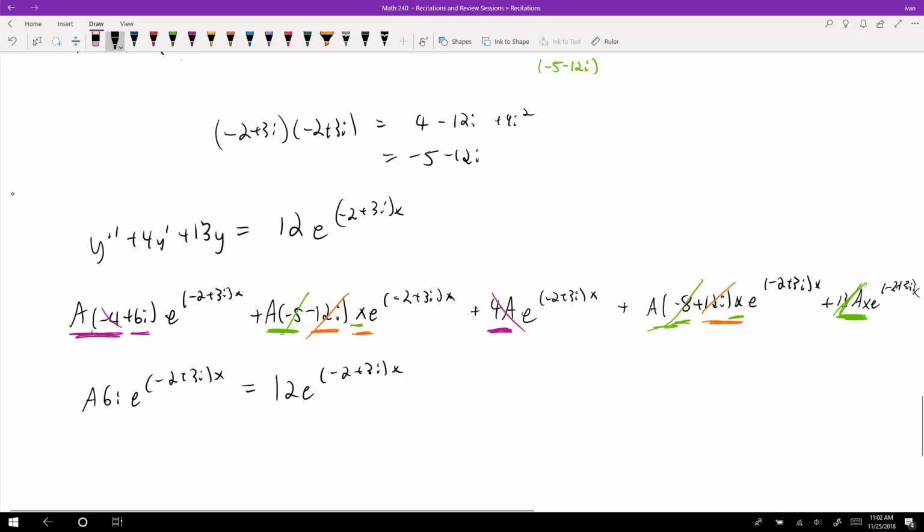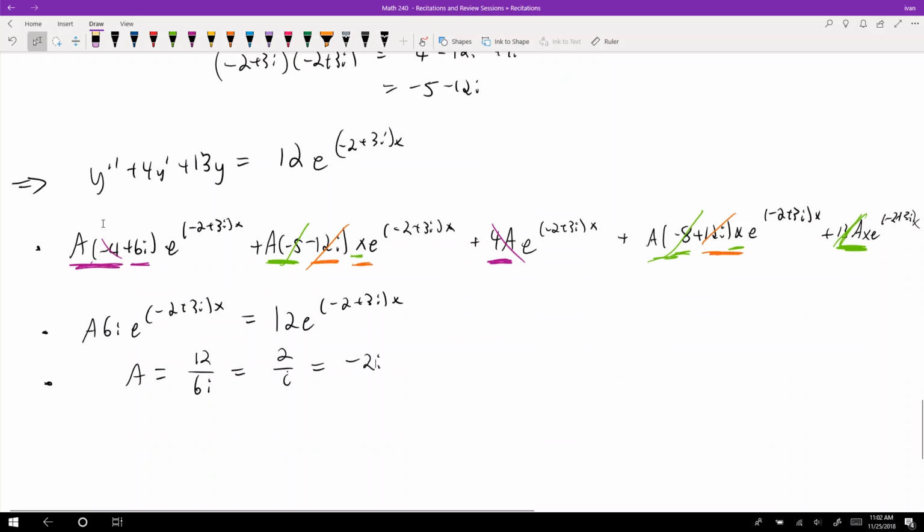Divide both sides to solve for a, just to make it easier to track the steps. So now a is equal to 12 over 6i, and that's 2 over i. If you multiply the top and bottom by negative i, this is equal to negative 2i. So A is equal to negative 2i.